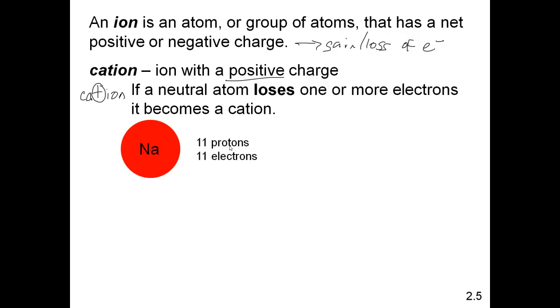Sodium has 11 protons, so it must have 11 electrons. But what happens when it becomes an ion? It loses 1 electron. So what does it have more of? It has 1 more positive thing. So it has really a positive 1 charge.